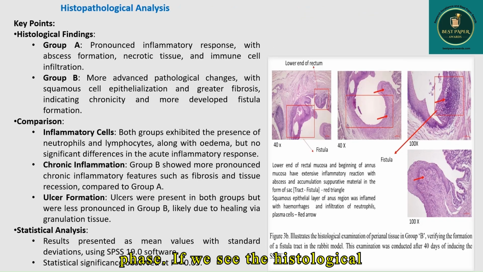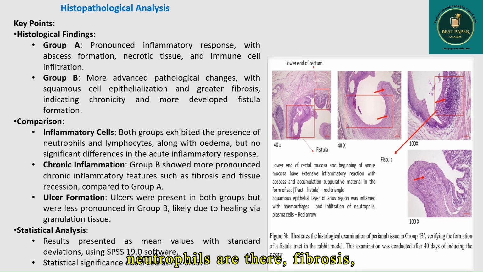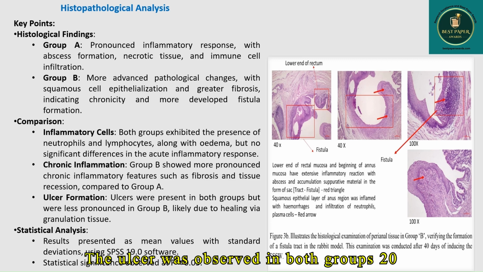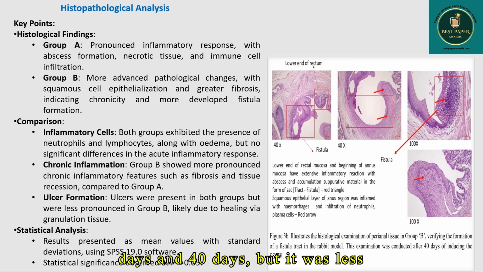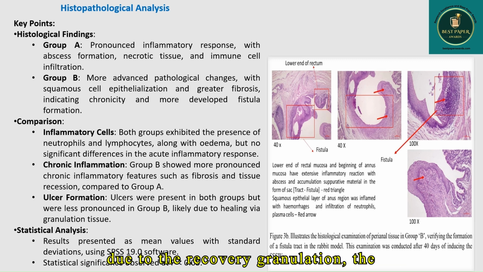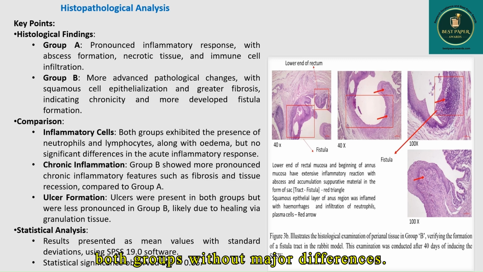The histological images were analyzed for manual visual assessment of ulcers, looking at lymphocytes, neutrophils, fibrosis, recession, and edema. Blind analysis was performed by an expert on these slides. The ulcer was observed in both groups, at 20 days and 40 days, but it was less pronounced in group B, which could be due to the recovery granulation. The inflammatory cells, neutrophils, lymphocytes, and the edema were present in both groups without major differences.